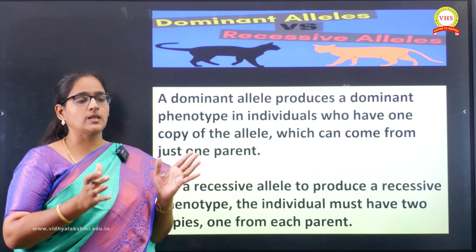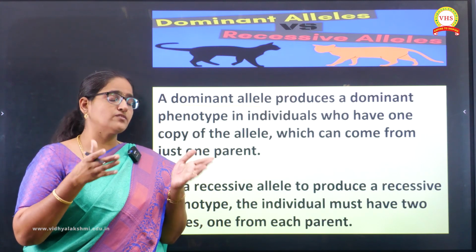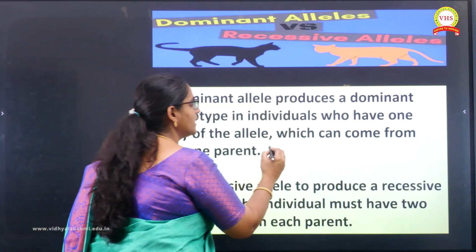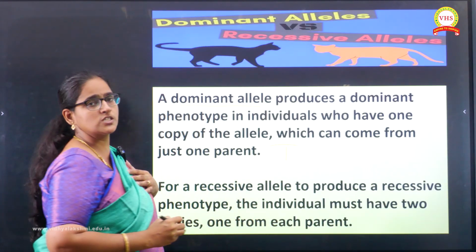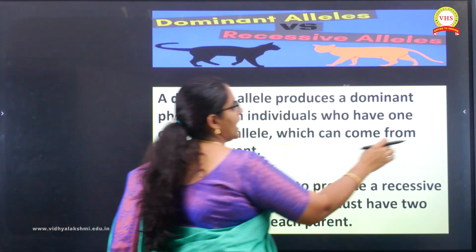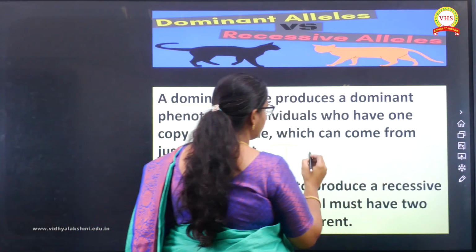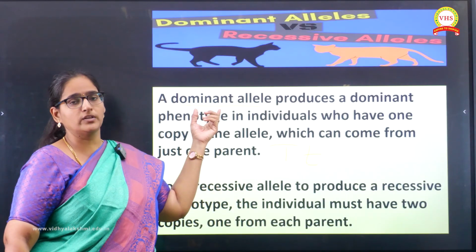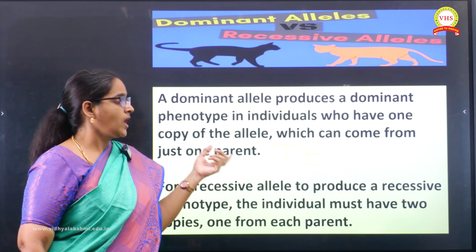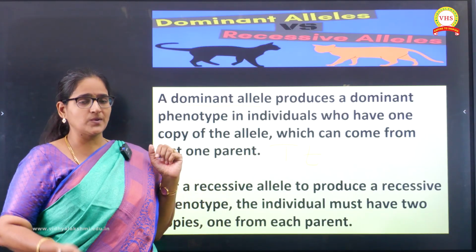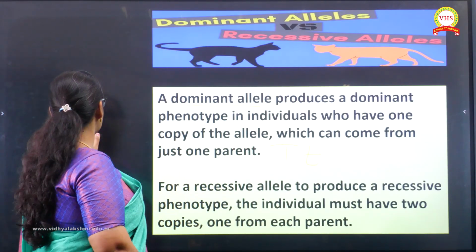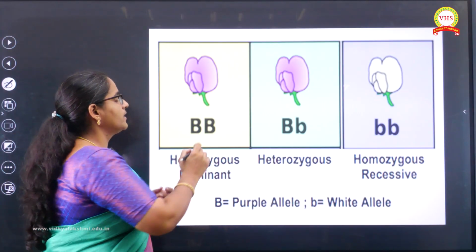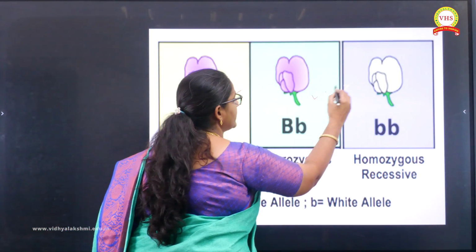In case you are taking the example of the stem height of the plant, consider capital T as the allele which is responsible for the dominant character and small t as the allele which is responsible for the recessive character. So here only capital T is enough for the expression of the dominant nature. But if you want the character to be expressed in the recessive form, it requires the presence of both the allele structures.